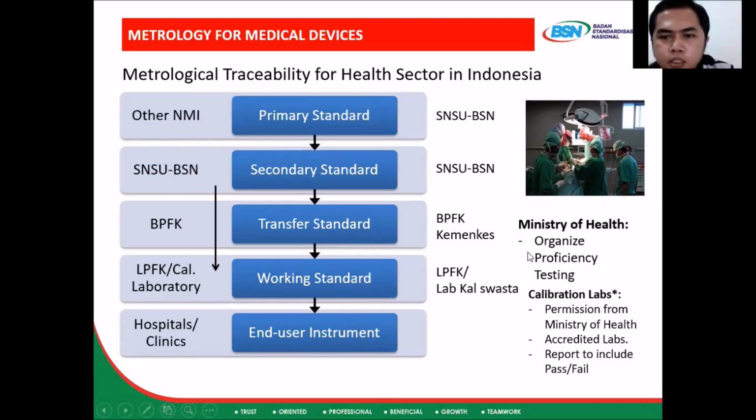In this traceability chain, the Ministry of Health organizes the proficiency testing for the medical device, and the BPFK is authorized by the government from the Ministry of Health Regulation Permenkes number 54. They include the pass or fail for the testing of the medical devices.